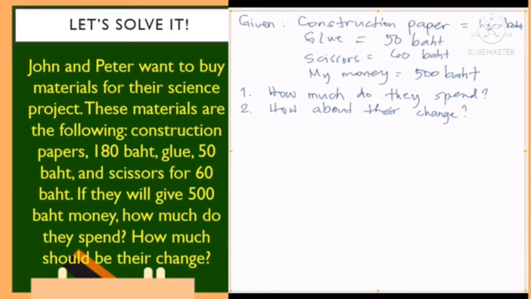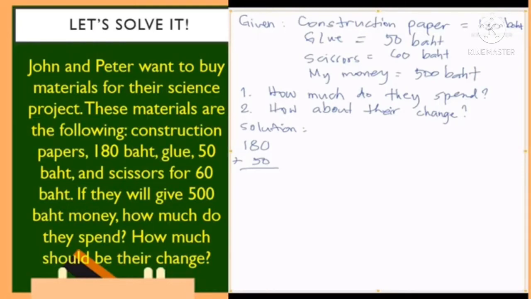So for this example, I will write the first 2 numbers, which are 180 baht for the construction paper, and I will add that one to the price of the glue, which is 50 baht. All right. Just a reminder, make sure that the place value of each digit must be aligned to the place value of the other number. Okay, so they must be aligned, those place values.